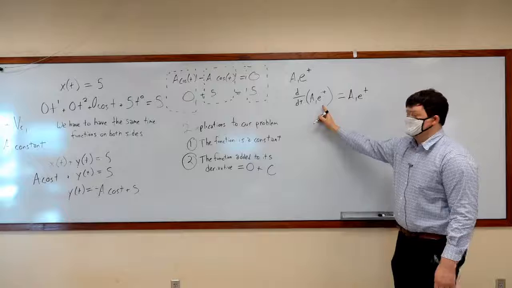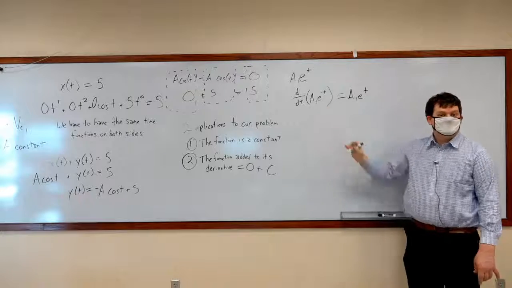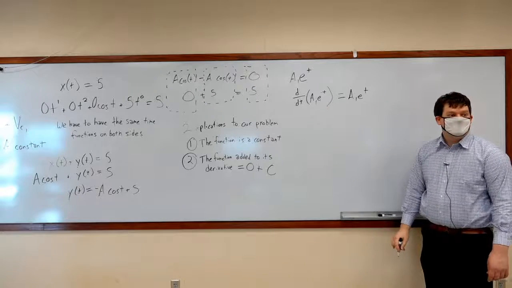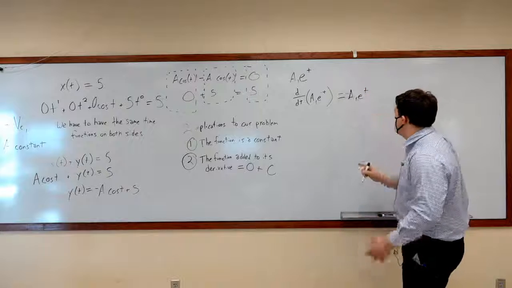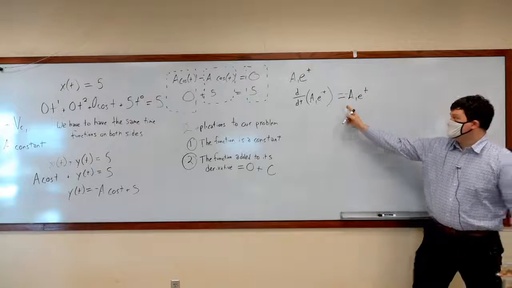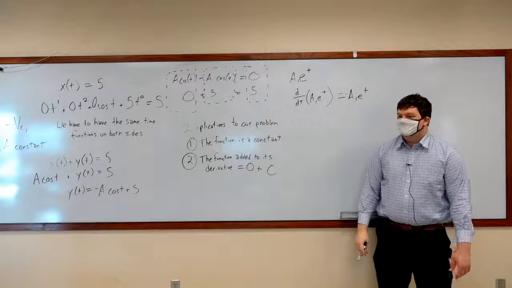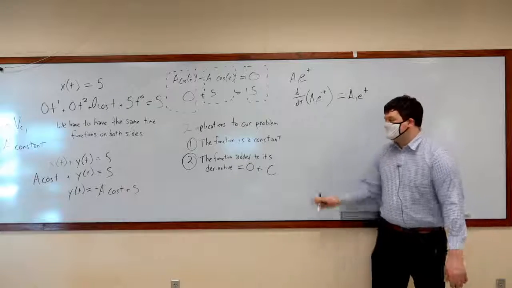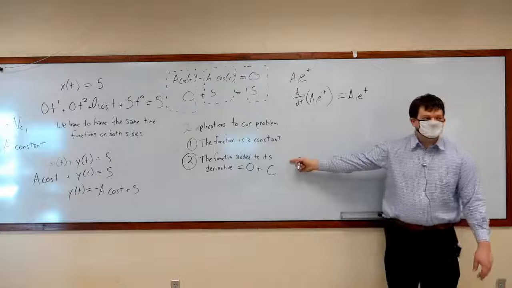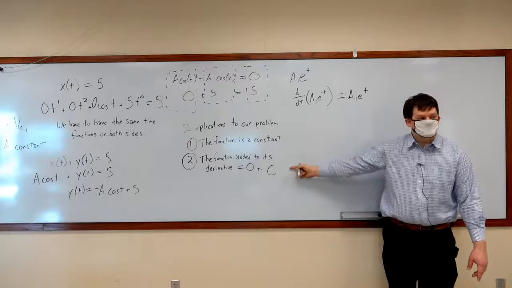What happens when we take the derivative of this now? It becomes negative a1 e to the t. If we add this one and this one together, we get 0. Done. That's the second implication. The function added to its derivative is equal to 0.